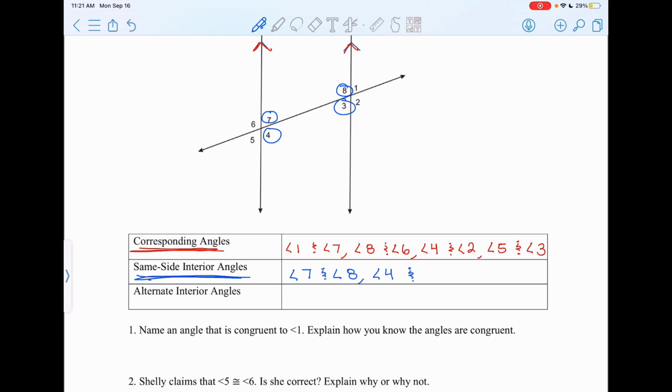And remember, same side interior angles are supplementary. So 7 and 8 will add up to 180, and 4 and 3 will add up to 180.